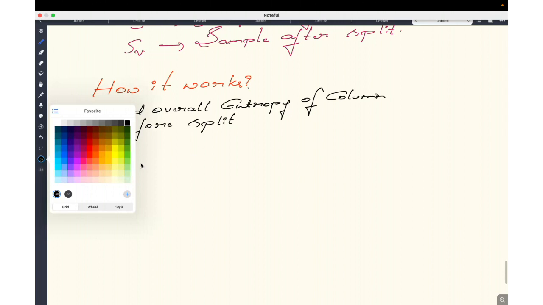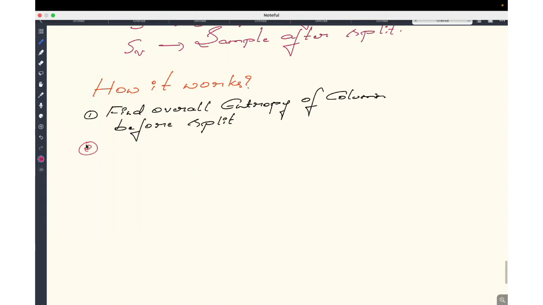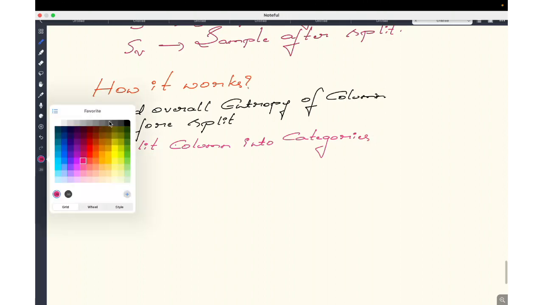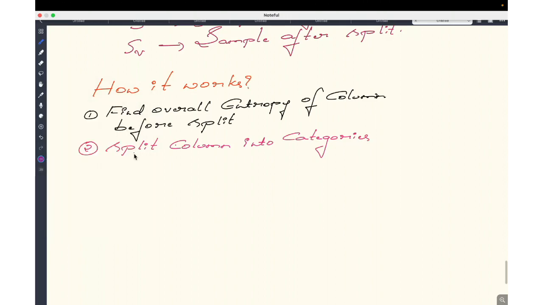Then you have to split the categories in a column. A column will have different categories, right? You have to split them. So once you split, what you will do? Next step is you have to find the entropy for each category.